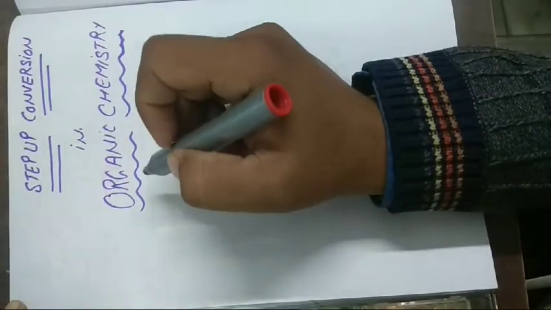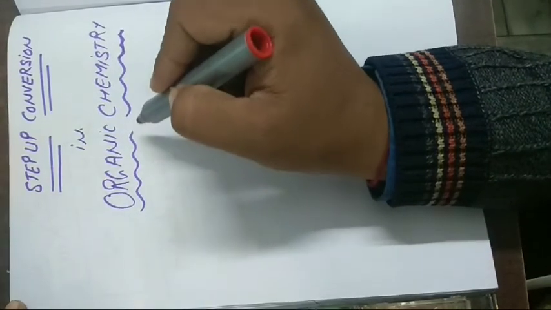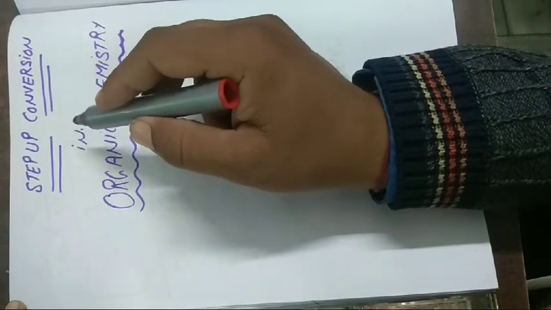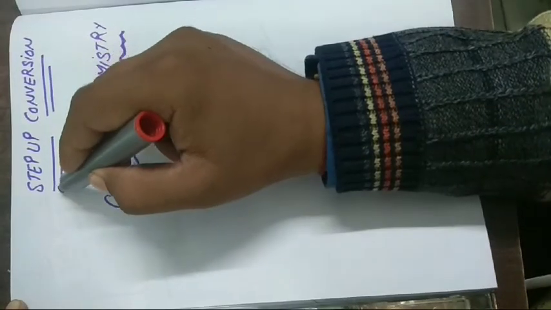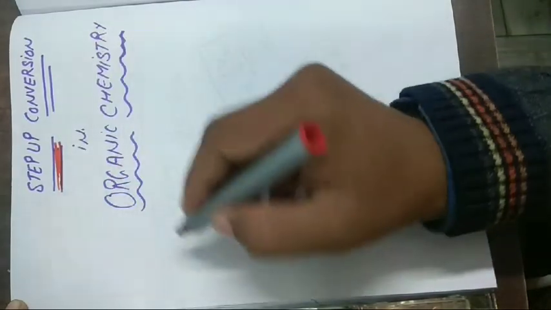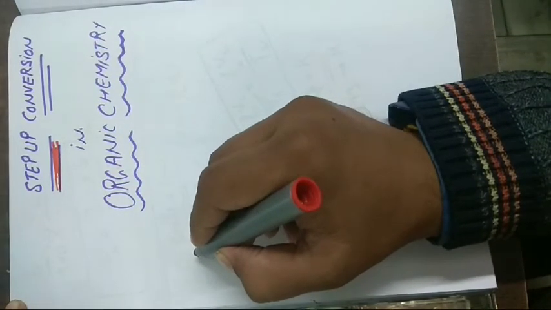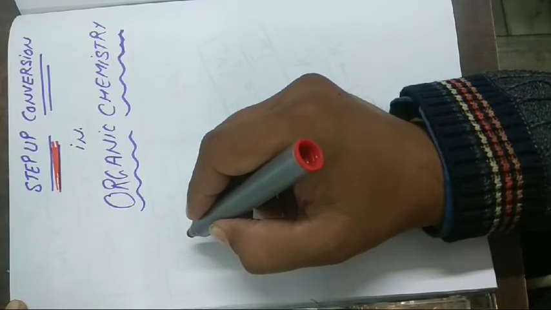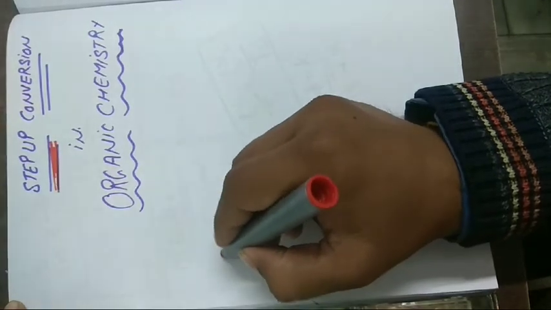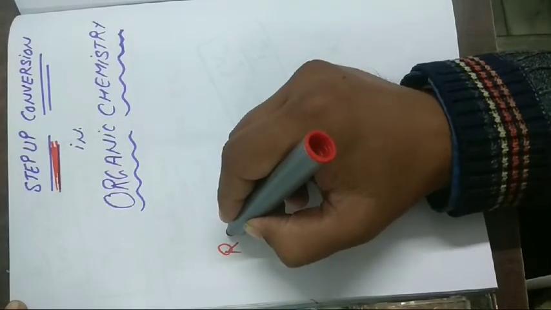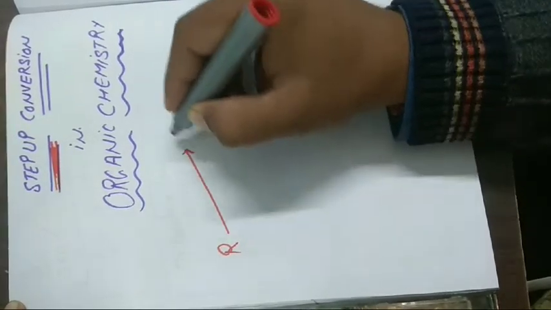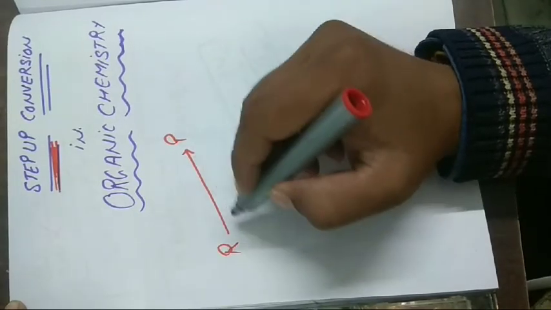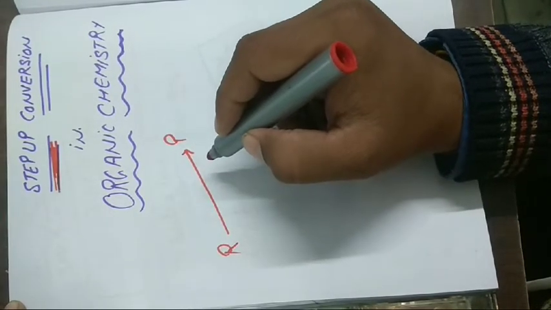Hello students, today we will discuss step-up conversion in organic chemistry. So first of all, we have to understand what step-up conversion is. As its name shows, step up means that in a reaction the number of carbons in the product is more than the number of carbons in the reactant. Means the number of carbons in the reactant is less and in the product is more. All these types of reactions are known as step-up reactions.